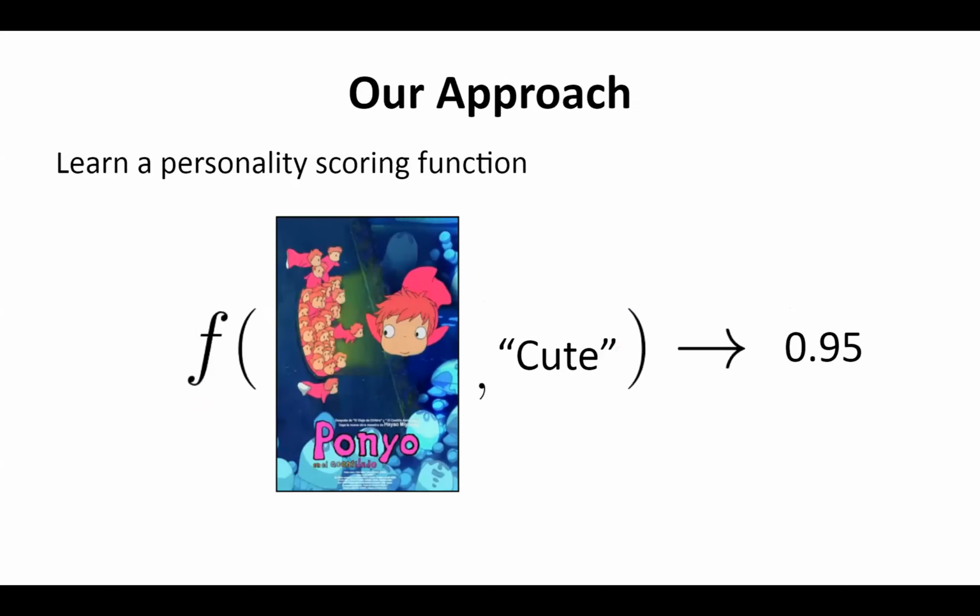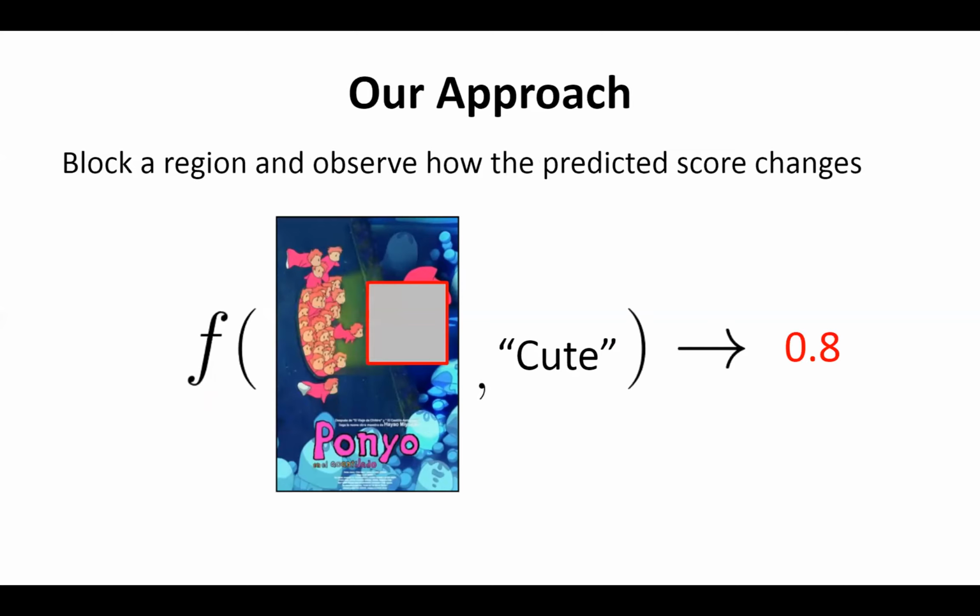Our basic idea is to learn a personality scaling function, which takes as input a graphic design and a personality label and outputs a scale that measures the degree of the design having the personality. To find if a region is important for a personality, we just block the region and observe how the predicted scale will change. If the scale goes down significantly, that means this region is important. Otherwise, if the scale doesn't change too much, it means this region is not important.